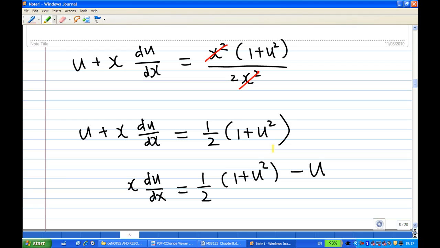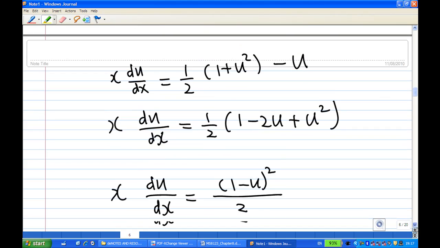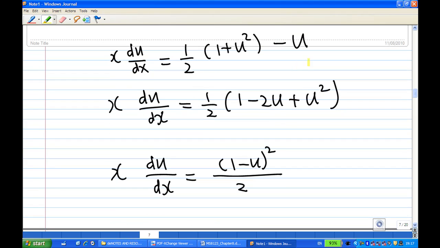Now I'm going to isolate du/dx. So I subtract u on both sides, giving half of (1 plus u squared) minus u. Now I can simplify the right hand side again. Half of (1 plus u squared) minus u is half of (1 plus 1 minus 2u plus u squared), and 1 minus 2u plus u squared is (1 minus u) squared. So the expression is x times du/dx equals (1 minus u) squared divided by 2.